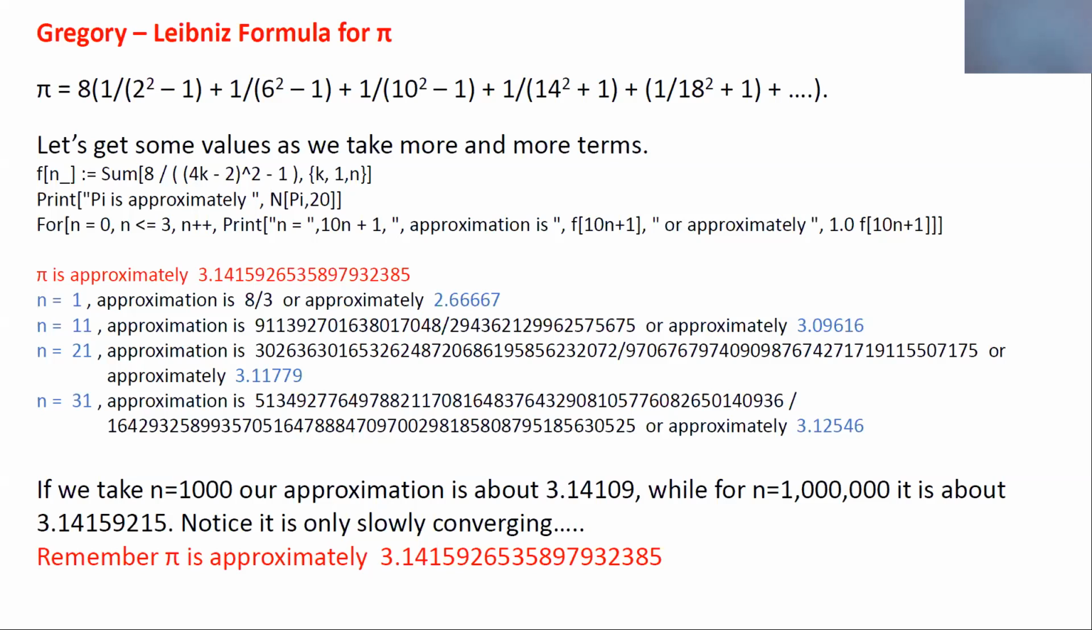So I let my computer work for a while and I had to do 1 million. And I get 3.14159215. That's not bad. It's close to 3.14159265359, but it's still a little bit off with a million terms. So this is a slow formula. And our goal is to find something a little bit better.